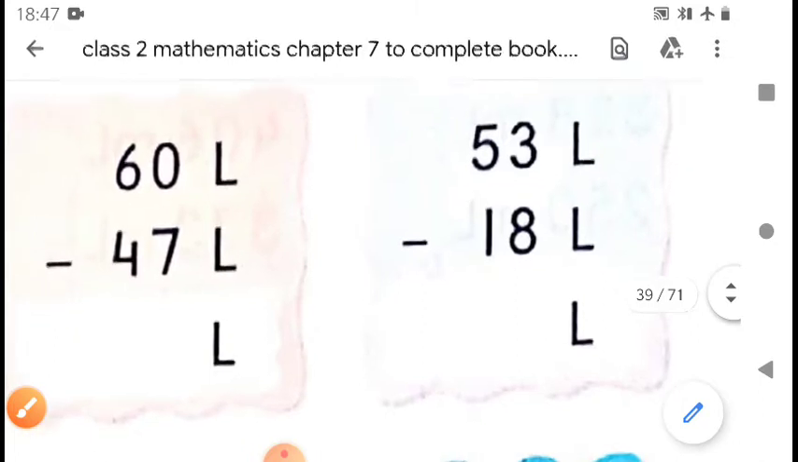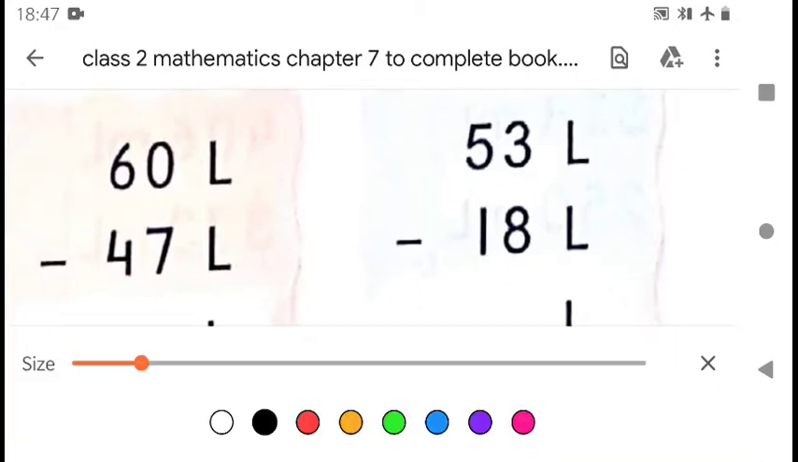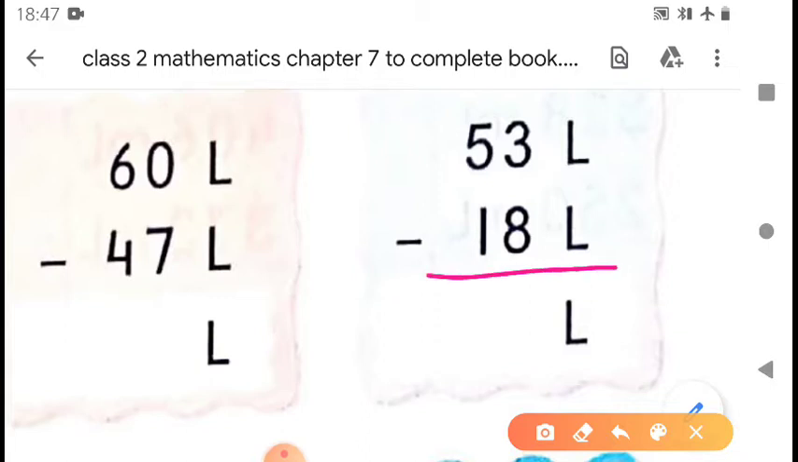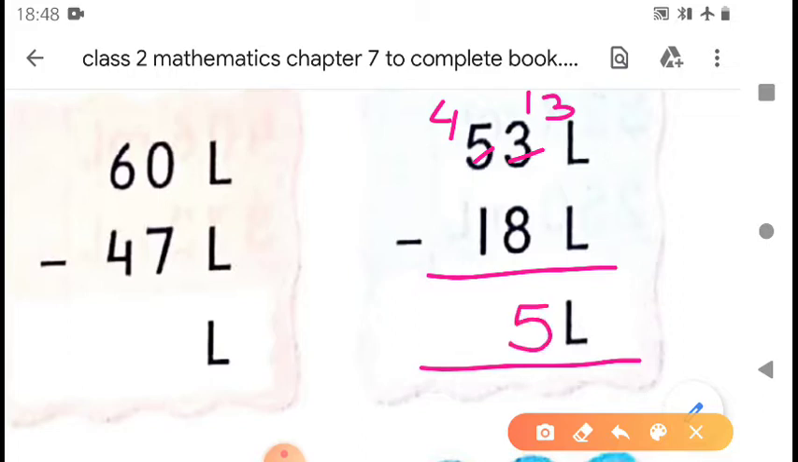नेक्स्ट इज 53 लीटर माइनस 18 लीटर. अगेन हियर ऑल्सो वी कैन नॉट सब्ट्रैक्ट 8 फ्रॉम 3. 3 में से 8 को माइनस नहीं कर सकते, सो वी विल बोरो 1/10 फ्रॉम टेंस प्लेस. सो दिस विल बी 4 हियर. Because we are taking out 1/10, so in place of 5, only 4 will be there, and adding this 10 with ones, that is 10 plus 3 is 13. Now 13 minus 8 is 5, and 4 minus 1 is 3. So 53 minus 18 is equal to 35 liter.